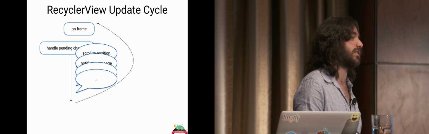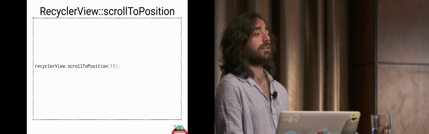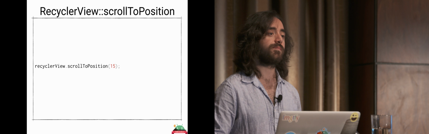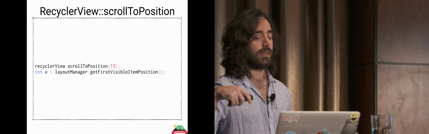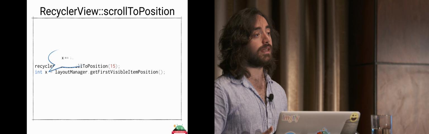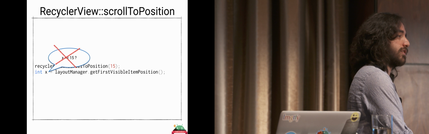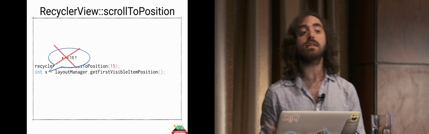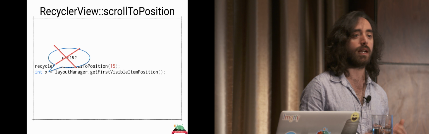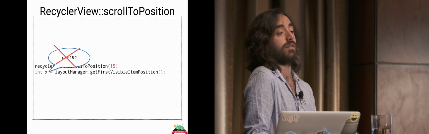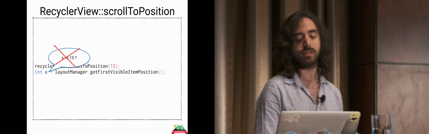This has some implications. For example, if you call RecyclerView scrollToPosition 15, and then you call layout manager, get me the first visible item, is this going to be 15? Actually, no, because we didn't do that yet. You just told us, okay, I will scroll, fine, but we didn't do it yet. So if you expect it to happen instantly, it won't. There are multiple reasons for this. One of them is that doing it instantly is very inefficient. The second part is you want these things to happen together so they look synchronous.